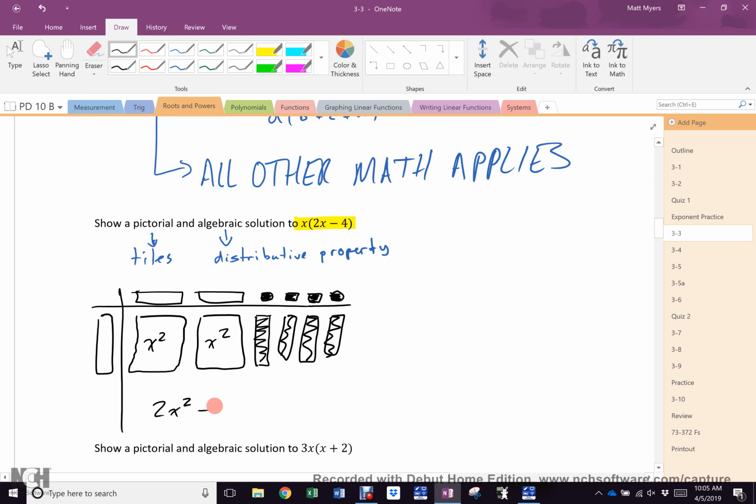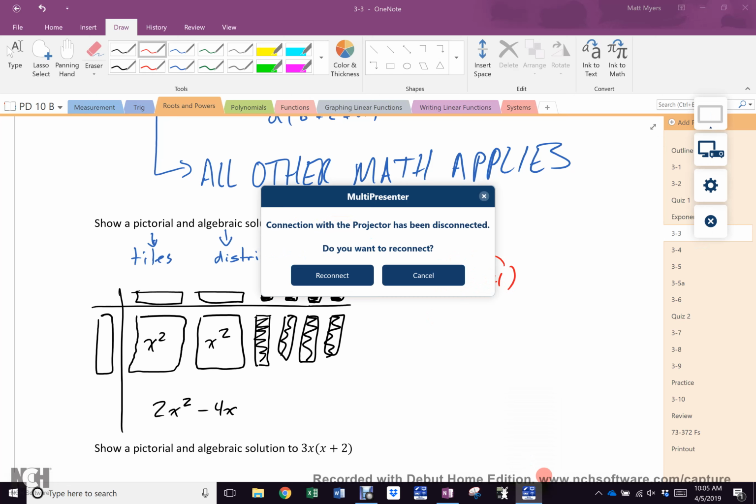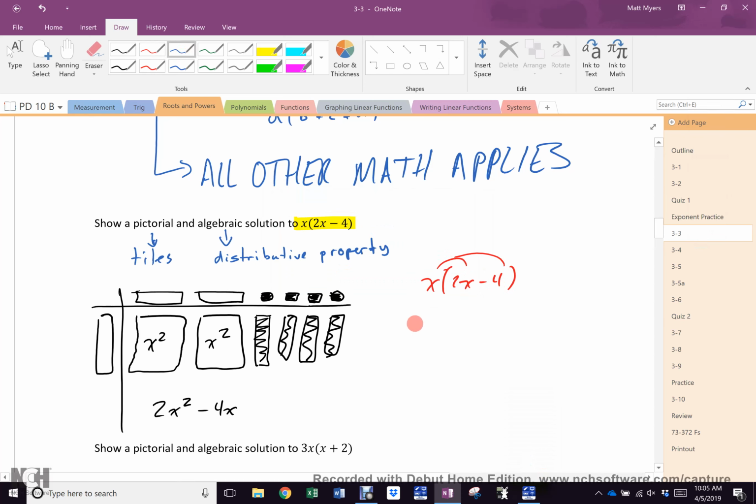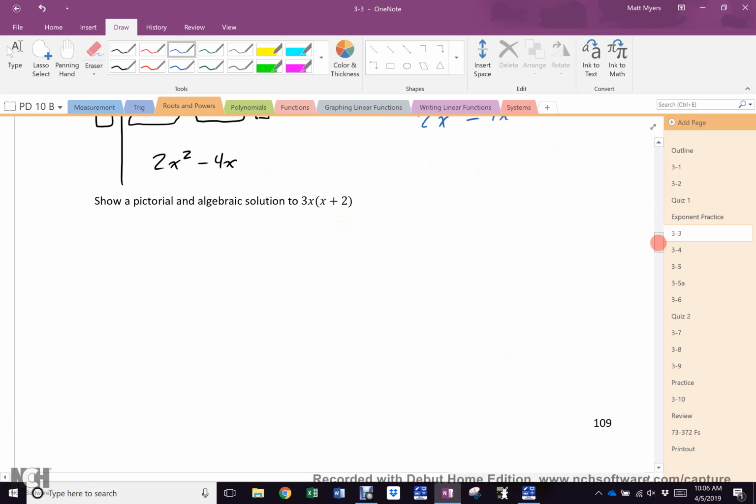And what is the answer? The answer, or the product, lives inside the rectangle. And what is it? 2x squared minus 4x. And of course, with the distributive property, I distribute. I get x times 2x minus x times 4. With x times 2x, all other exponent laws apply. So x times x is x squared. 2x squared minus 4x. Great. You do the next one. Draw it and give me an algebra solution.